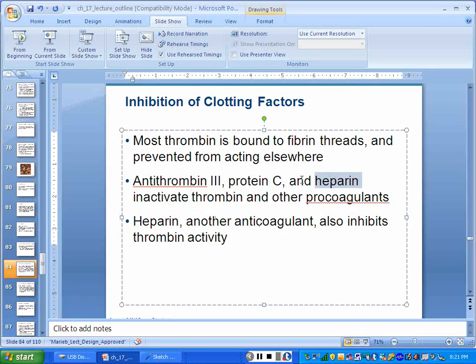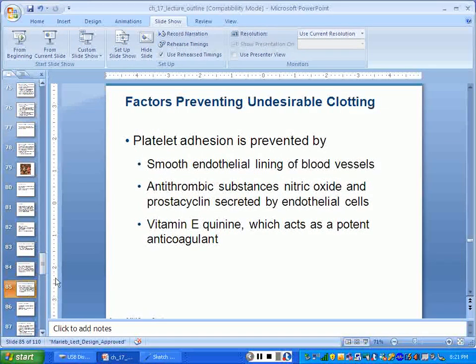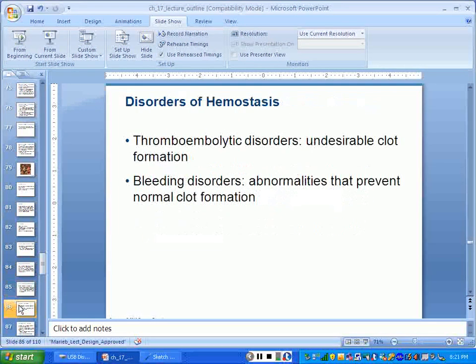Oh, and I don't know why that's there twice. So my bad. Not big on that slide.